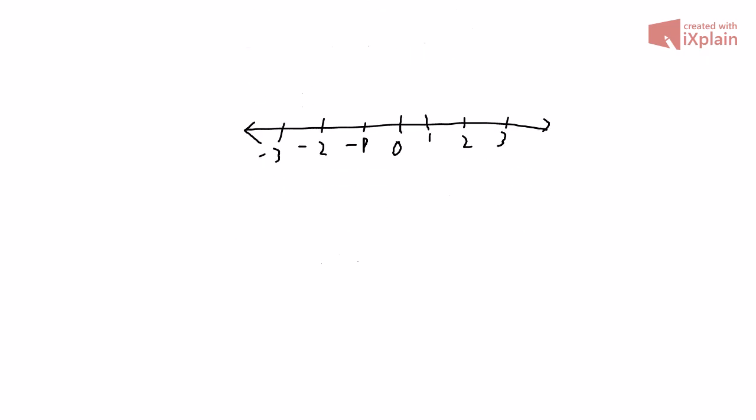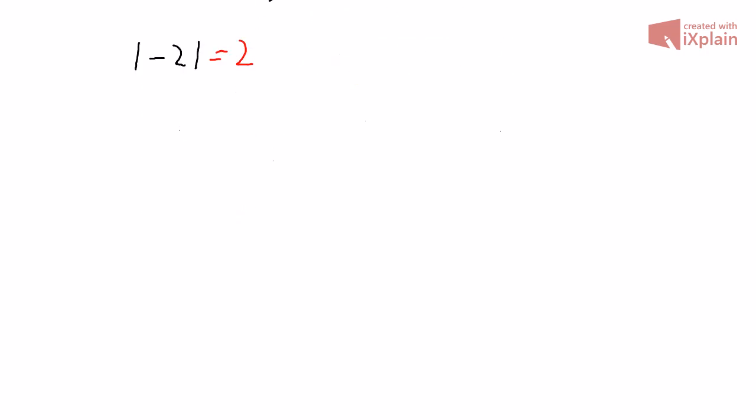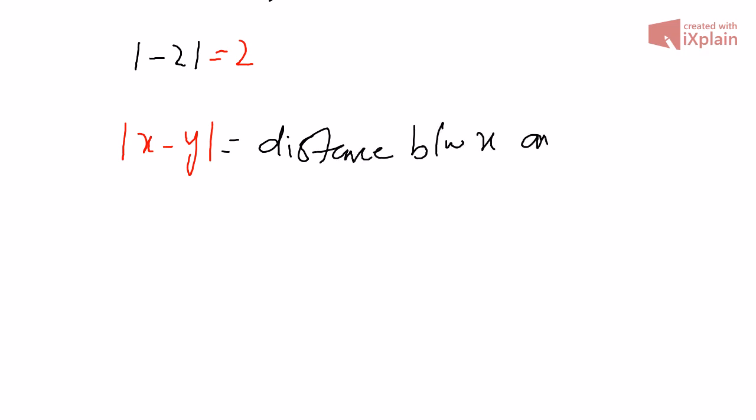For example, we are going to find the absolute value of negative 2 geometrically. We can see that negative 2 is here, and the distance from the origin 0 to negative 2 is 2. More generally, the absolute value of x minus y is the distance between x and y.